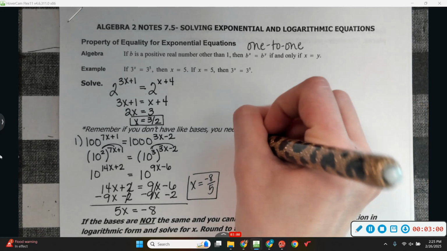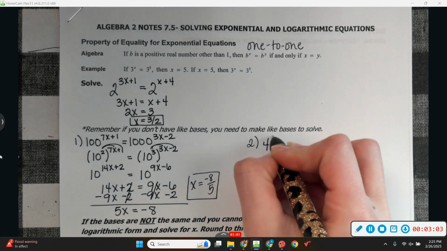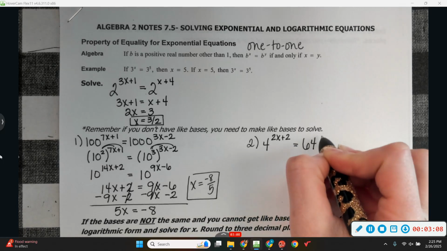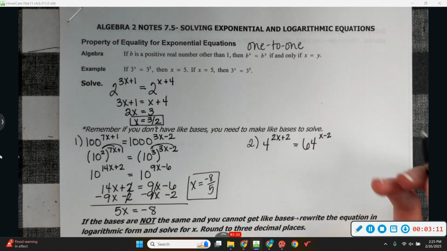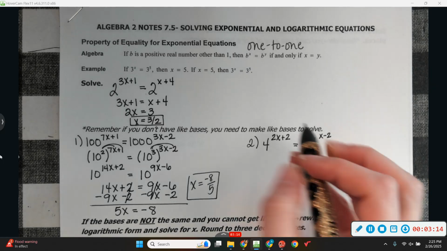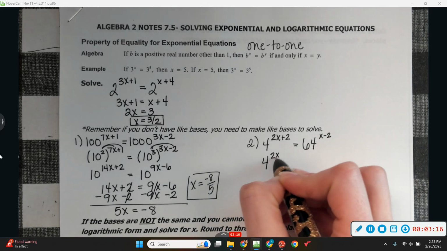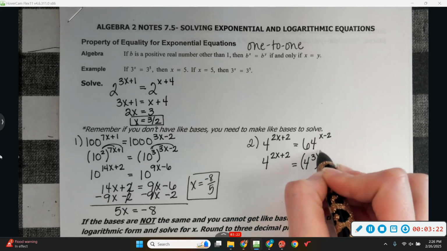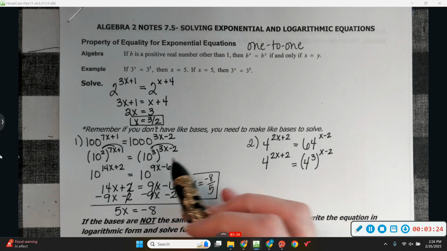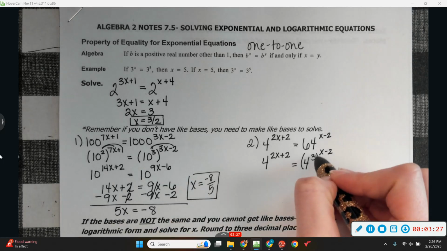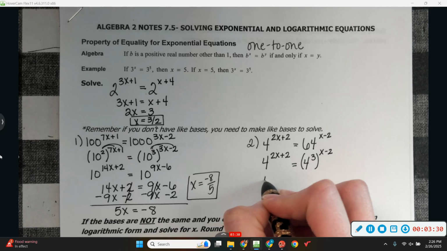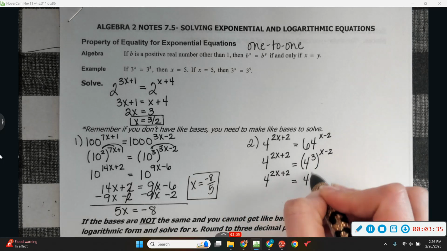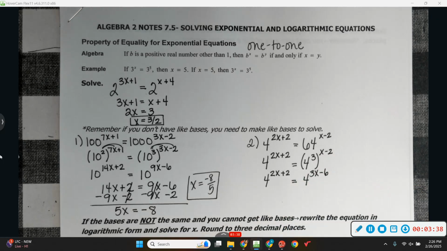Okay, in our second example, we have 4 to the 2x plus 2 power equal to 64 to the x minus 2 power. Now, I can manipulate 64 to have a base of 4 because 64 is the same as 4 cubed. So I can say that's 4 cubed raised to the x minus 2 power and do the same steps that I did here by multiplying 3 times x minus 2. So I have 4 to the 2x plus 2 power equals 4 to the 3x minus 6 power.